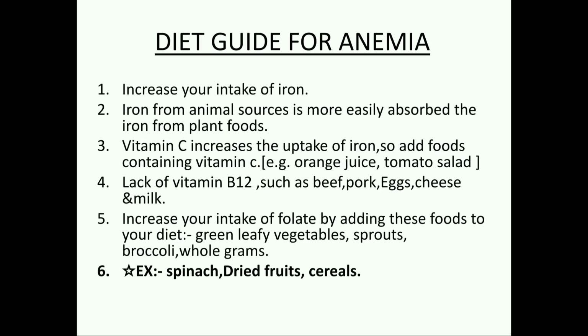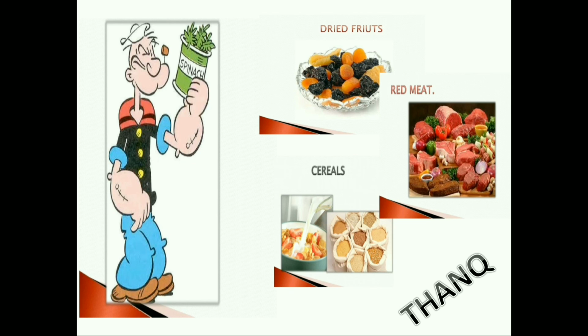Increase your intake of folate by adding these foods to your diet. They are green leafy vegetables, sprouts, broccoli and whole grains. Examples: spinach, dried fruits and cereals are the best diet guides for anemia.